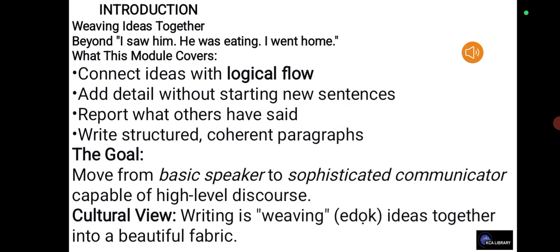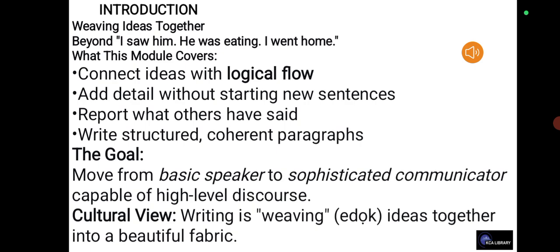Introduction. Weaving ideas together. Beyond I saw him. He was eating. I went home. What this module covers. Connect ideas with logical flow. Add detail without starting new sentences. Report what others have said. Write structured, coherent paragraphs. The goal, move from basic speaker to sophisticated communicator capable of high-level discourse. Cultural view, writing is weaving idoc, ideas together into a beautiful fabric.